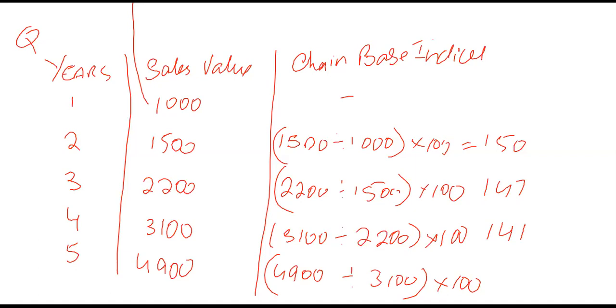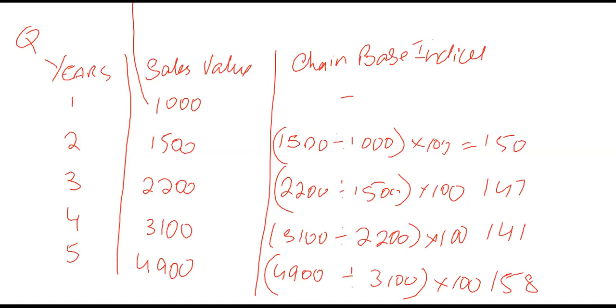Now, calculating for the fifth year, that is 4,900 divided by 3,100 and then multiplying it by 100. The fifth year shows a better situation, that is 158. This is basically depicting us on a year to year basis.